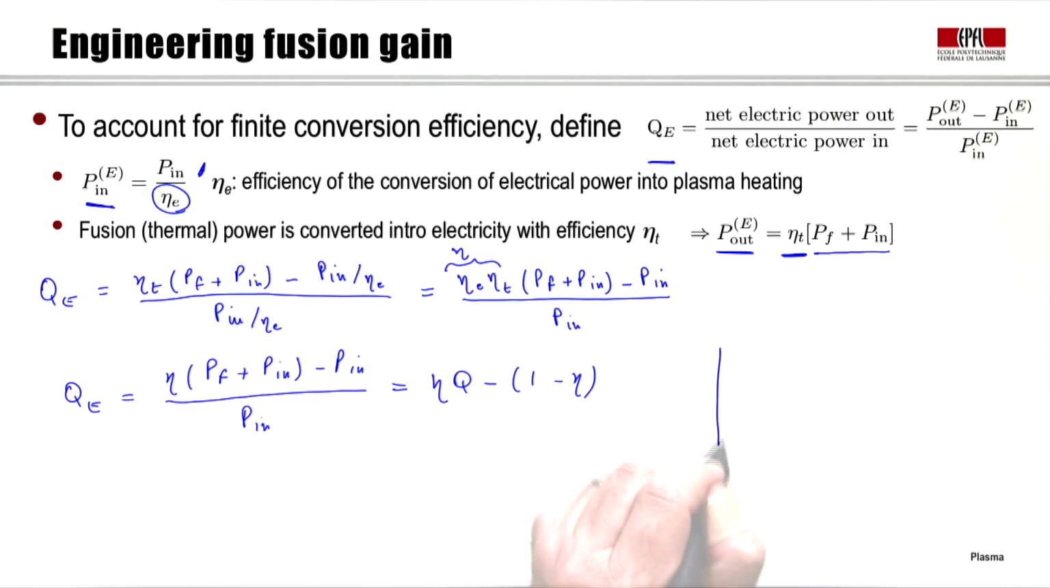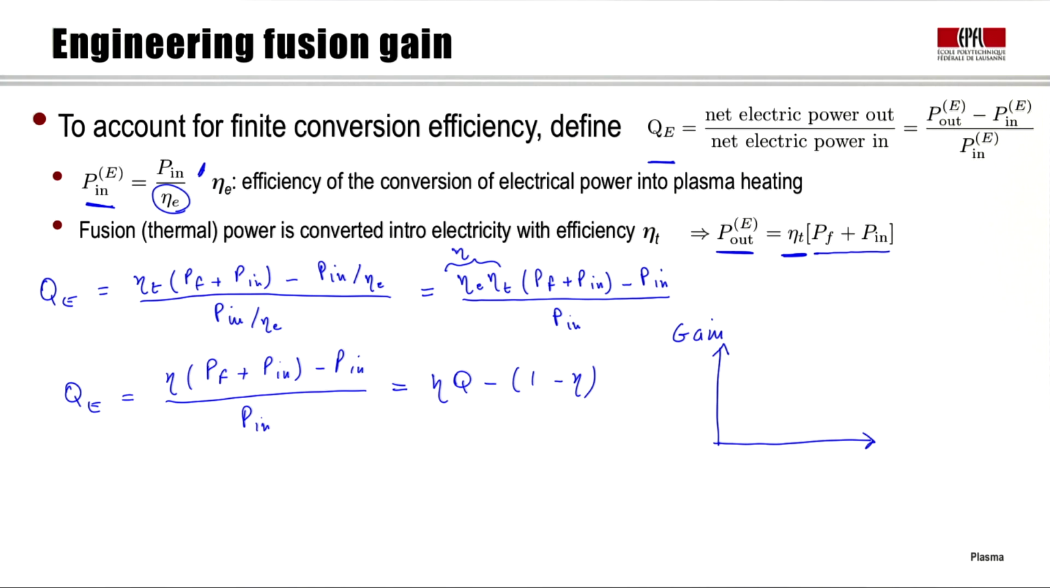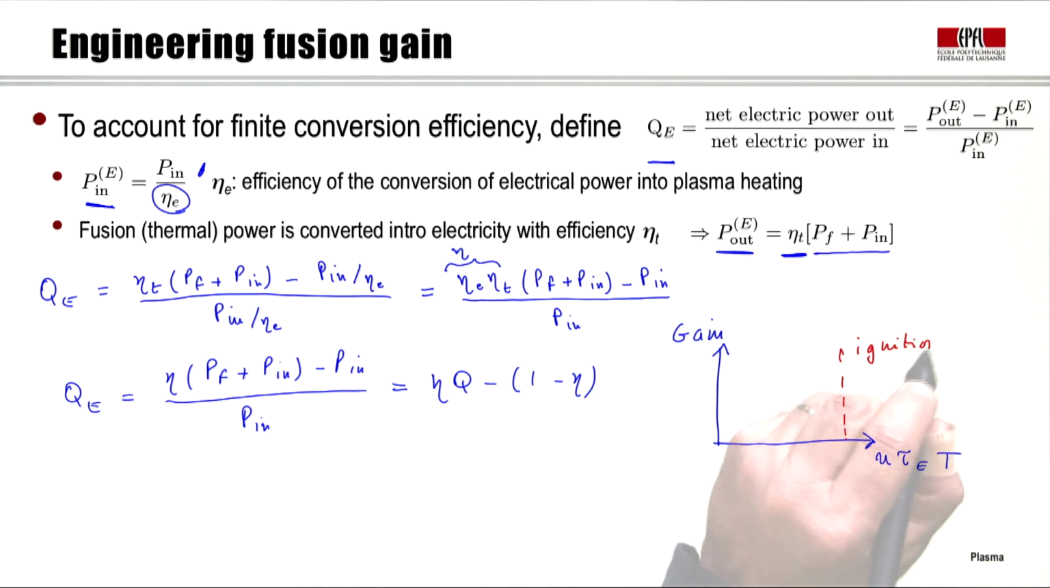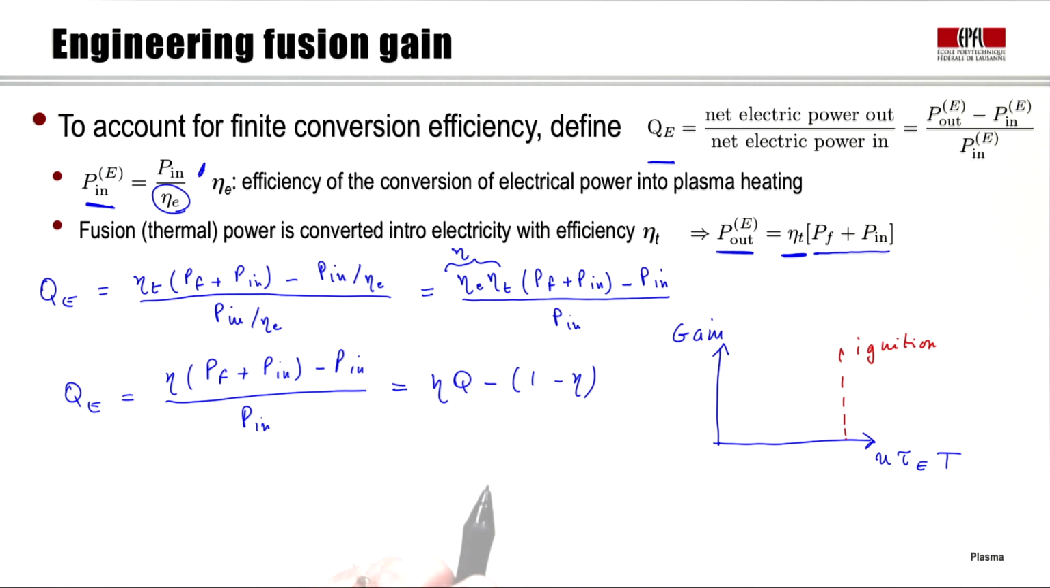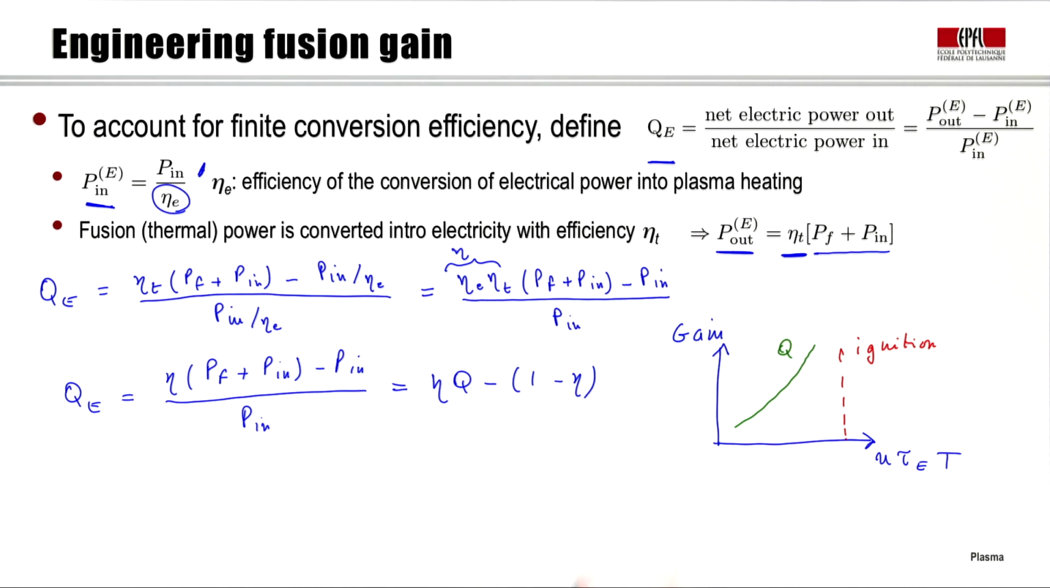We can represent this relationship graphically and plot gain as a function of what we refer to as the triple product, the product of n times the confinement time times the temperature. There is a value at which this gain will go to infinity, which corresponds to ignition. And we can compare the two curves in a qualitative fashion, the physics fusion gain and the engineering fusion gain, which will be significantly lower.